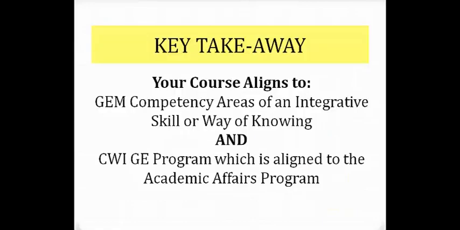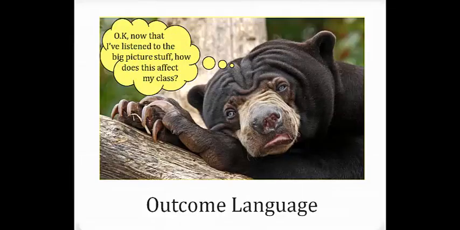So the big takeaway that we want you to understand is that your general education course aligns to both a GEM competency area of an integrative skill or way of knowing and the CWI general education philosophy and objectives which are aligned to the academic affairs mission. This is a lot of information that is really meant to help you understand the big picture. But I know that some of you are feeling like this. Yes, we are getting there presently with the discussion of outcomes.